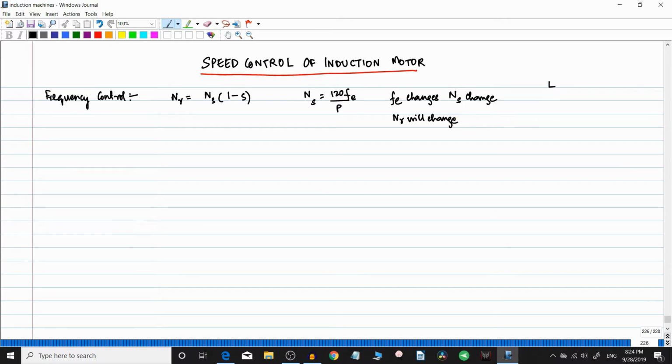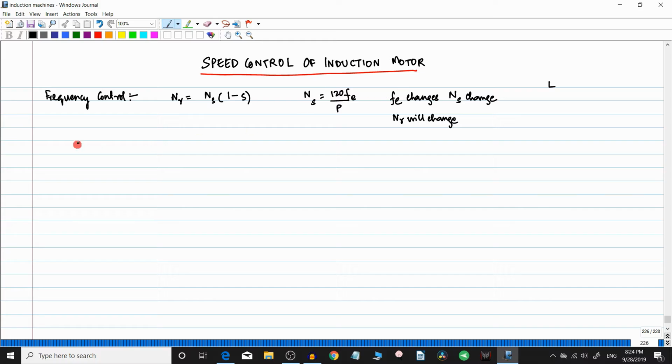So you will see finally that this method also comes under constant slip control. The slip will be the same, but you will be changing the value of the rotor speed NR. The value of NS minus NR will remain the same. That we will see in the later part of the video. So this also comes under the slip control technique. Let's not waste time on that.